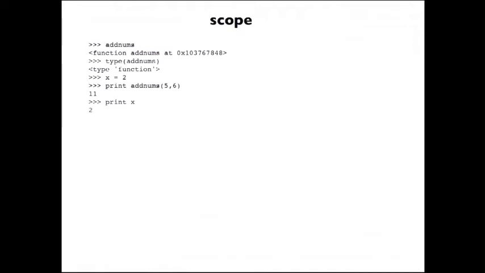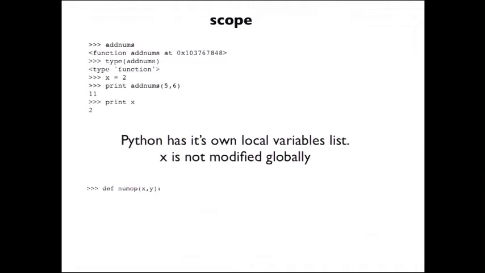It's 2. And that's because x only has meaning inside of addnums, and x also has meaning outside of addnums. And even though they're both called x, they're referring to different things. And so when you call a function, the scope that it winds up operating on, all the variables within that function, stay within there. Okay? Python has its own so-called local variables list, and x, unless you're explicit about it, is not modified globally. There is a way to do that, but it's considered pretty poor coding practice to have to do that.